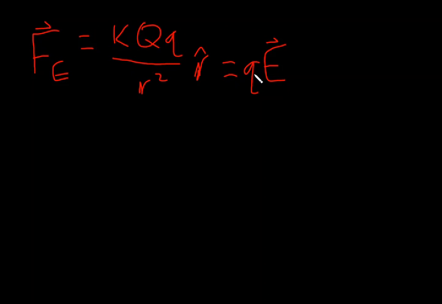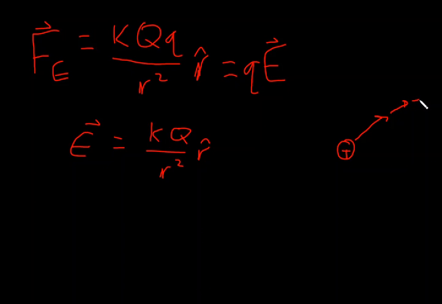So lowercase q is the charge that we're putting in the field. Capital Q is the charge causing the field. And so it's QE, where E is the electric field. And now we'll see the sign will really matter. So E is kQ over r squared times r hat. So a positive charge has a field going outward. So a positive charge, the field will look like this. And it's going to be bigger when it's closer in.